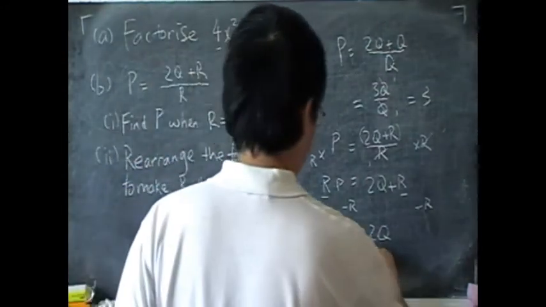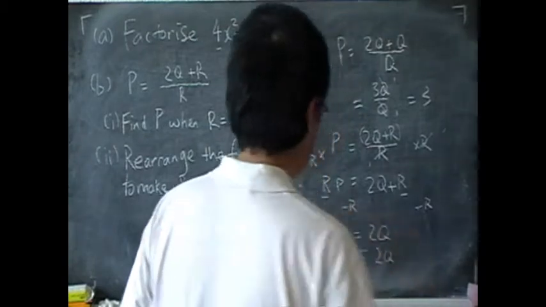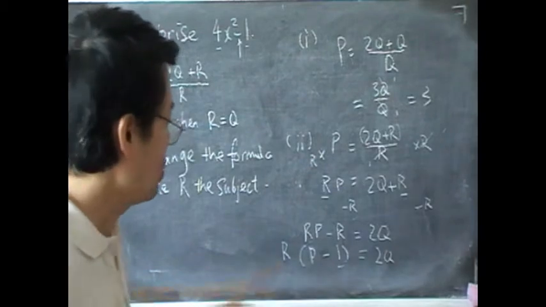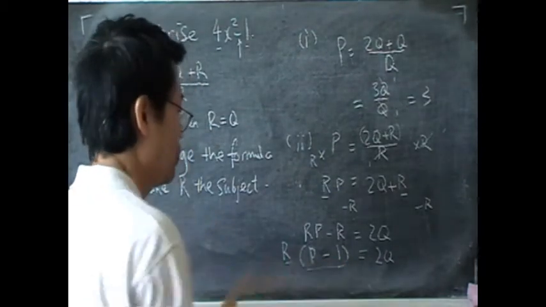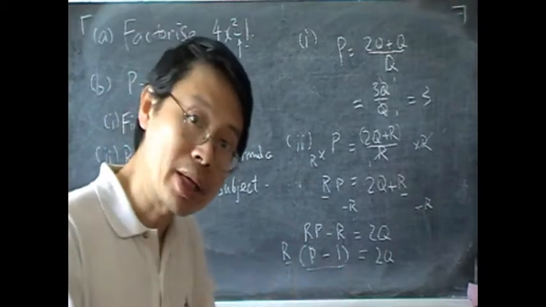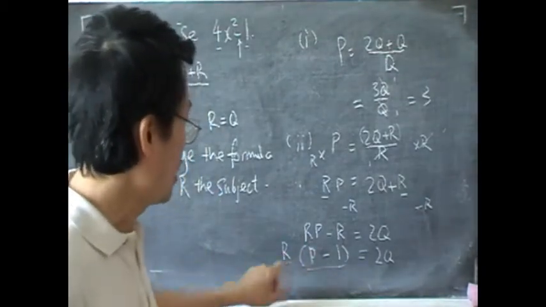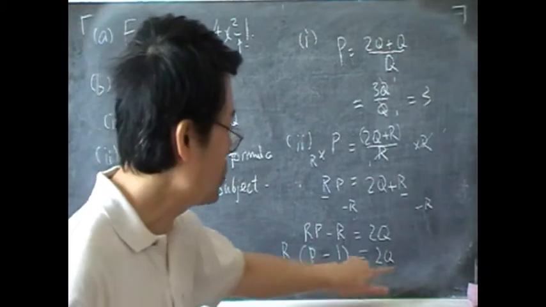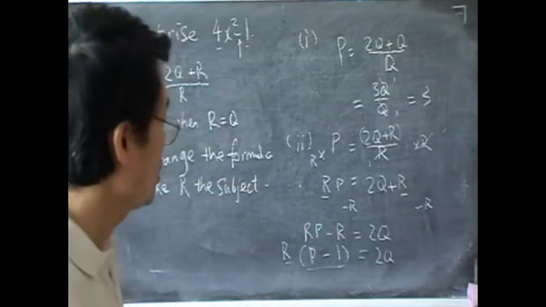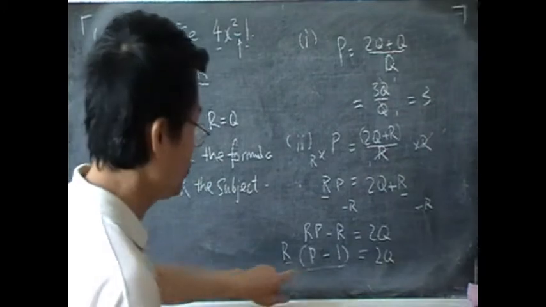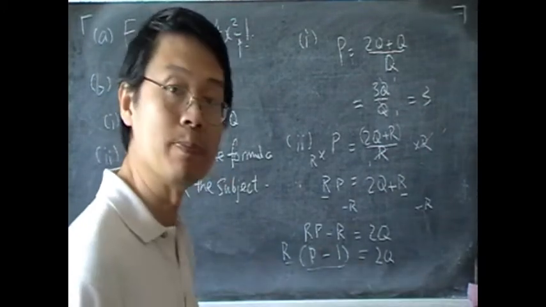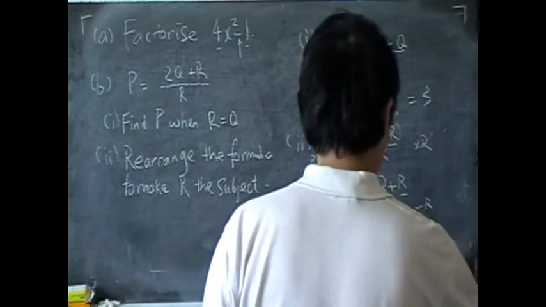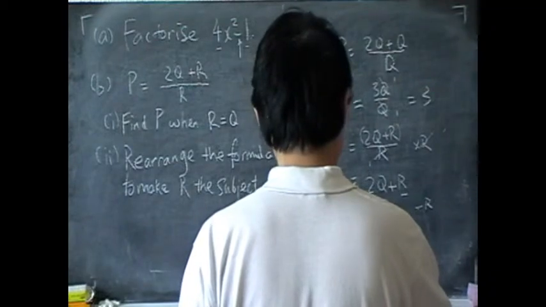And on the right side, I still have the 2Q. Now the purpose of doing this is that once I have R outside the bracket, I can think of this as R times a number. We can think of the whole bracket as just a number. And if I have R times the number on one side, I can get rid of the number if I divide both sides by that number. So this means that I should divide both sides by P minus 1.